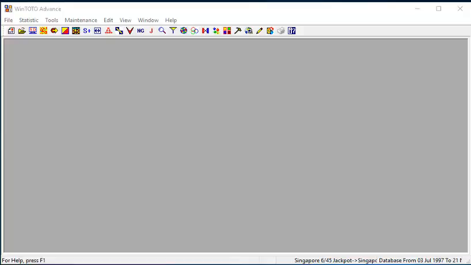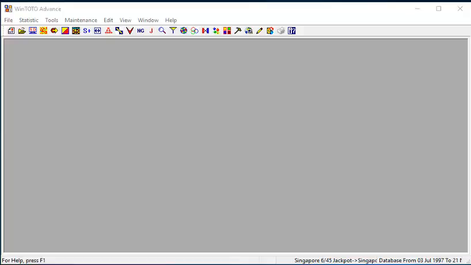In the year 2006, we celebrated the Lunar New Year, and in Singapore at that point of time, we had one particular special polling known as the Hong Bao draw. The jackpot was $5 million. It's not a small sum, it's a very big sum of money.